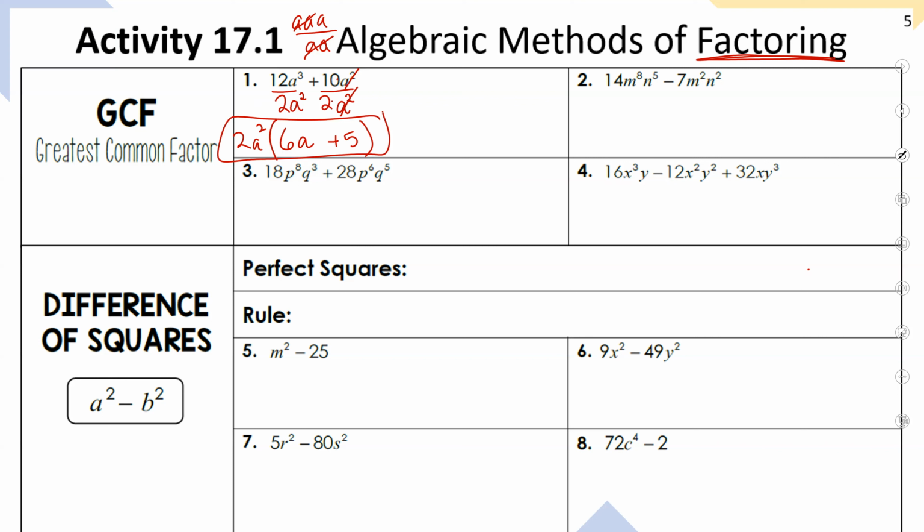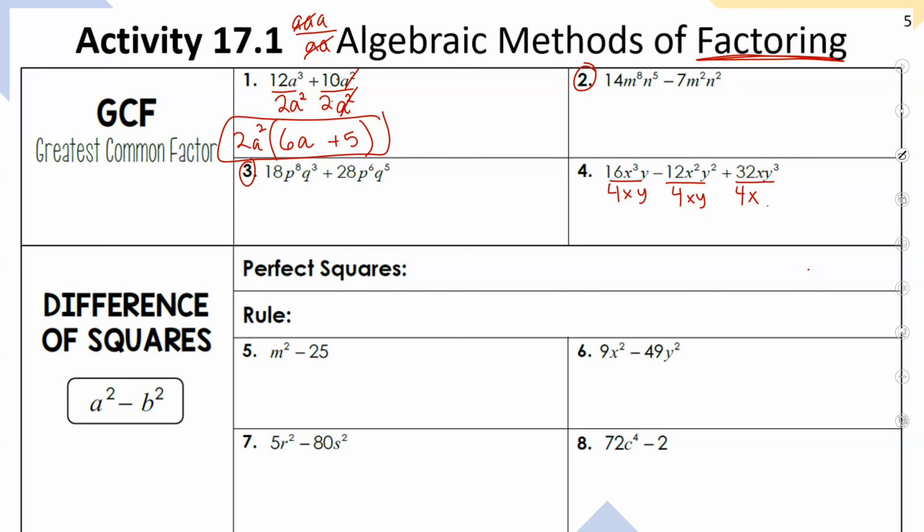All right, I'm going to do number 4. I'm going to let you guys do number 2 and number 3. So what number can all of these be divided by? 4. And they can all give me at least how many x's? 1. Yep, they can all give me at least 1 x. And y? 1. Just 1.